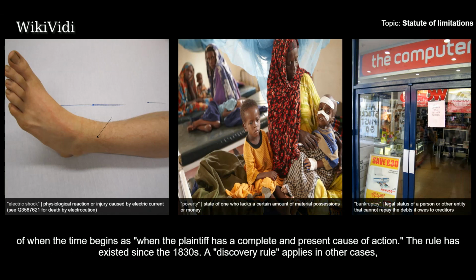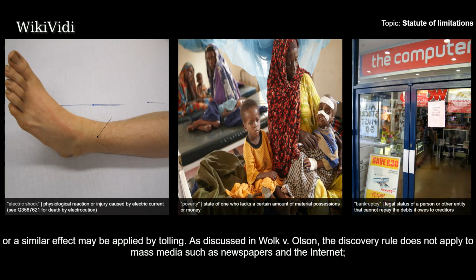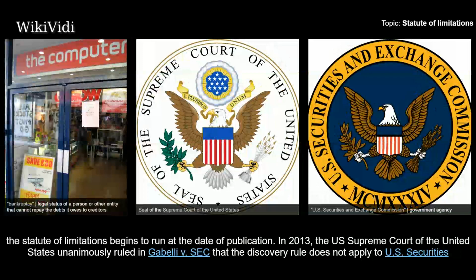A discovery rule applies in other cases, or a similar effect may be applied by tolling. As discussed in Walk v. Olson, the discovery rule does not apply to mass media such as newspapers and the Internet. The statute of limitations begins to run at the date of publication.